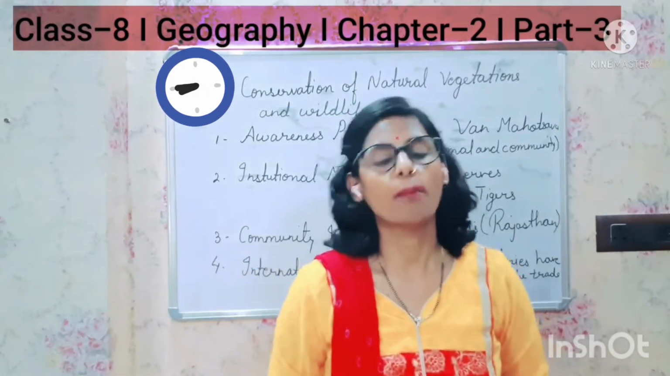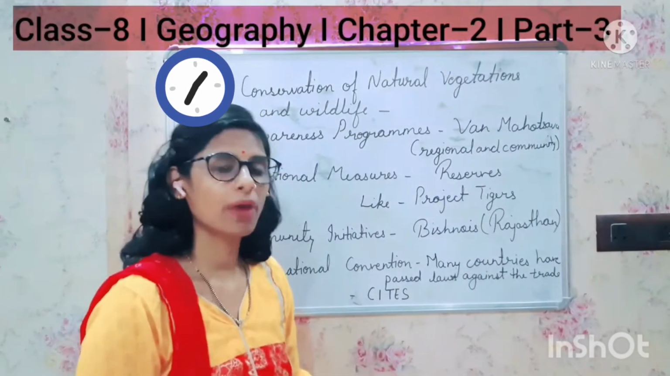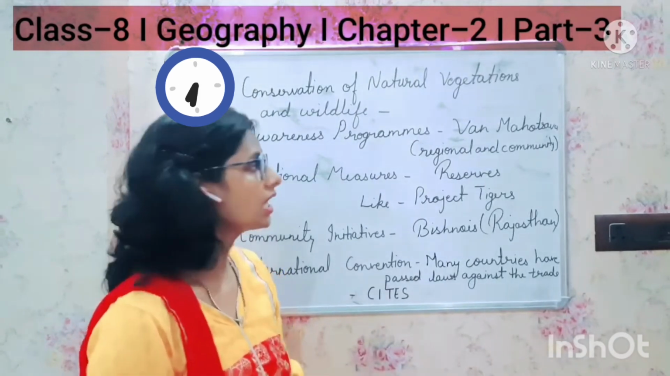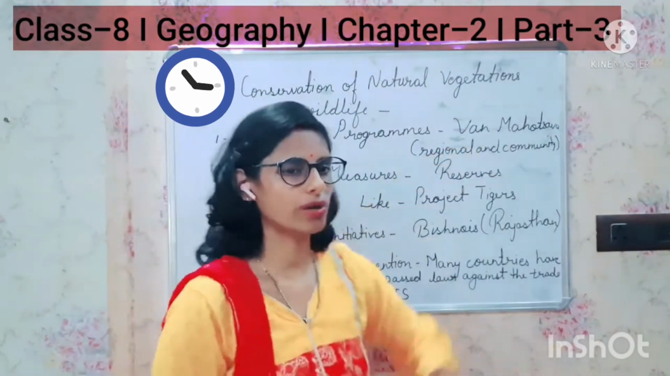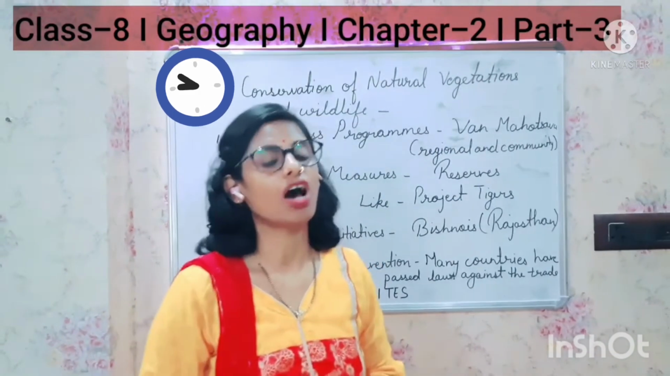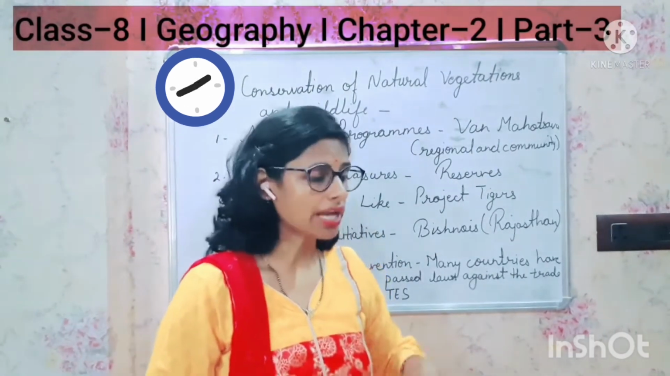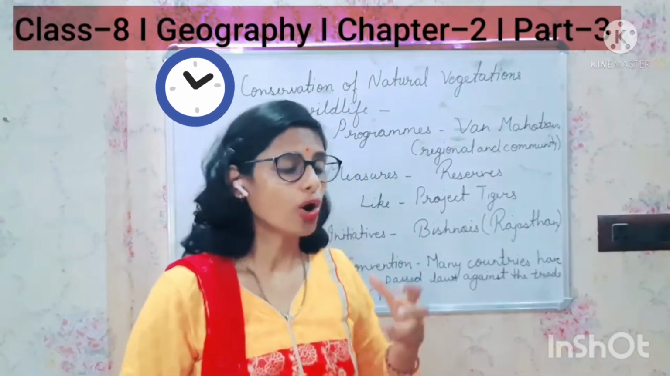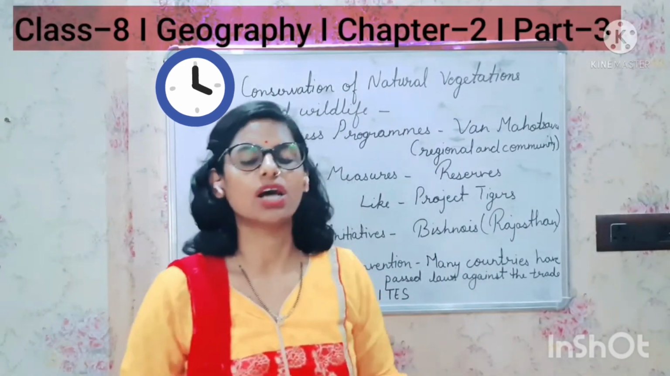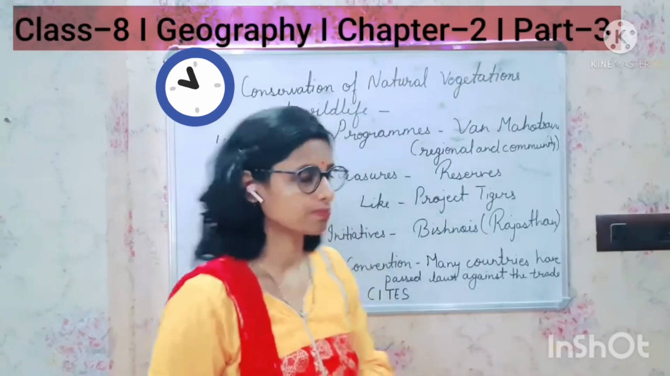So some of the methods are awareness programs. There are many awareness programs running in India and many other countries. One such example is Van Mahotsav. Van Mahotsav makes people aware at the regional level and community level. In many schools also, they organize such programs that make people aware, like planting trees or bird watching.